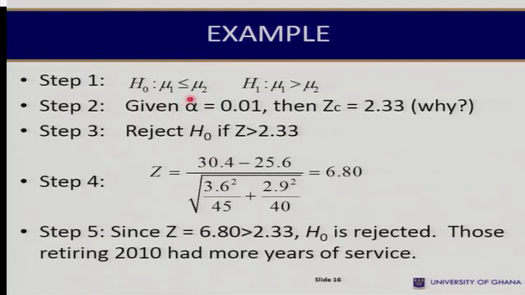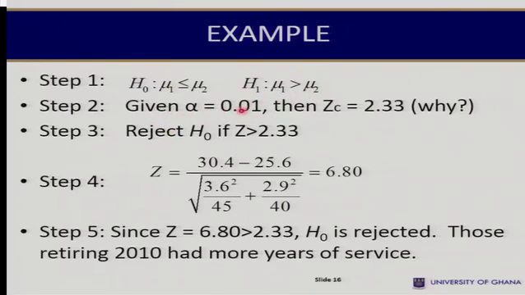So either it means that they gave the same or less in 2010 compared to 2009. The alternative will be 2010 being greater than 2009, right? So mu1 greater than mu2.